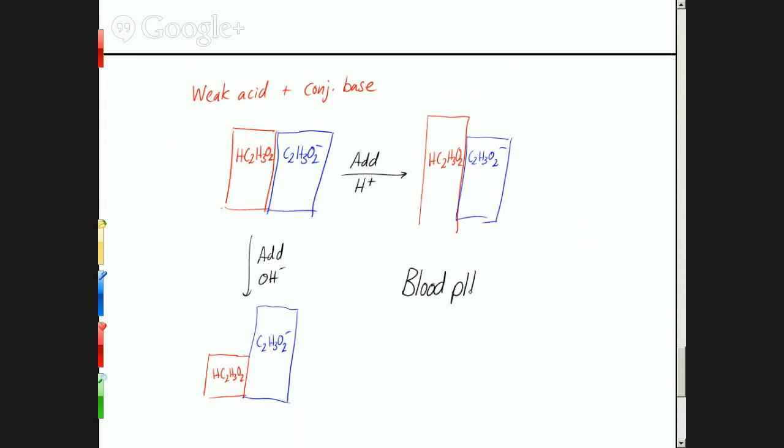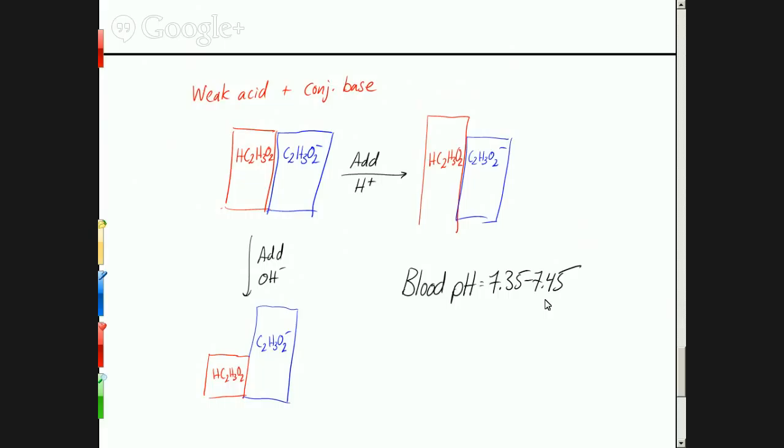The normal blood pH, it's reported here, is 7.35 to 7.45. That's a pretty narrow range, around 7.4. If it gets much lower than that, cells just start to die. They just can't function. If it gets much more basic than that, same thing. So you're talking about not a whole lot of room for error here.